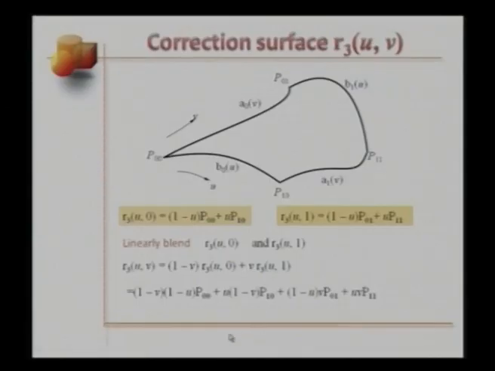If you work your algebra properly, you will notice that if you use R3(U,V) in this form, R(U,V), which was the original model for this bilinear Coons patch, which was the sum of R1(U,V), the linear blend between B0 and B1, and R2(U,V), which was the linear blend between A0 and A1, and if you subtract R3(U,V) from that sum, with R3(U,V) given by this expression, you would realize that all your boundary conditions are met. What are your boundary conditions? These are your four corner points, and these four are the corresponding bounding curves.